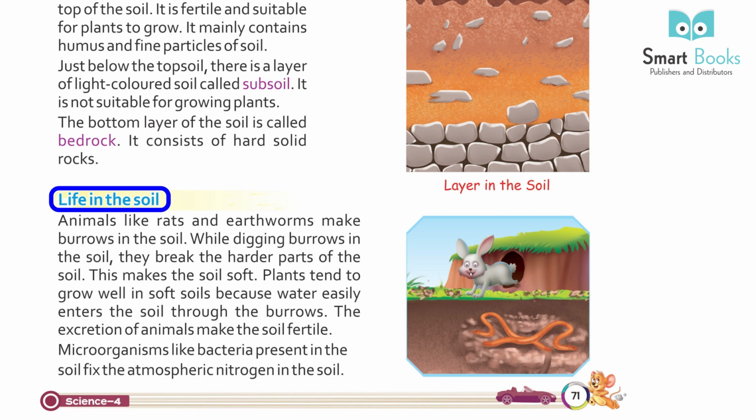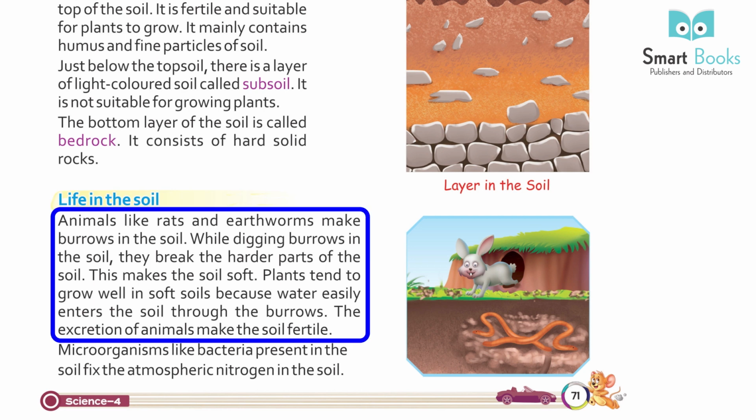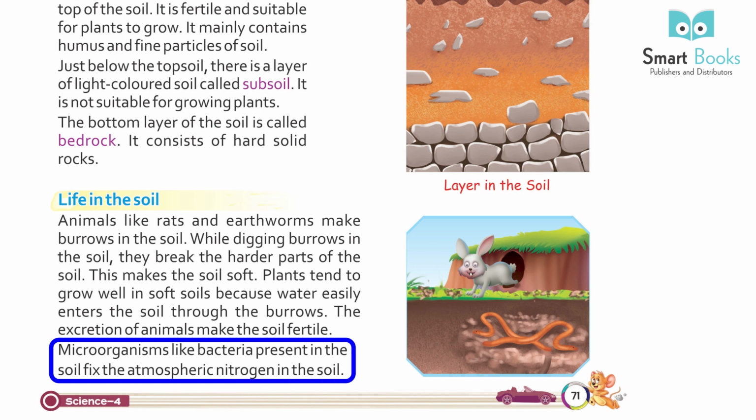Life in the soil. Animals like rats and earthworms make burrows in the soil. While digging burrows, they break the harder part of the soil. This makes the soil soft. Plants tend to grow well in soft soils because water easily enters the soil through the burrows. The excretion of animals makes the soil fertile. Microorganisms like bacteria present in the soil fix the atmospheric nitrogen in the soil.